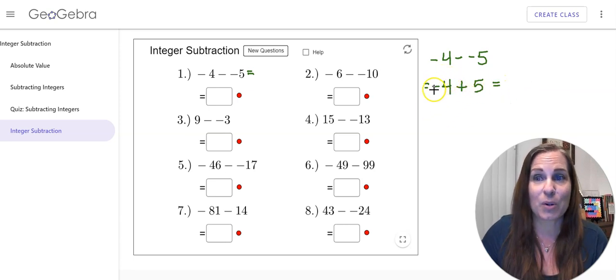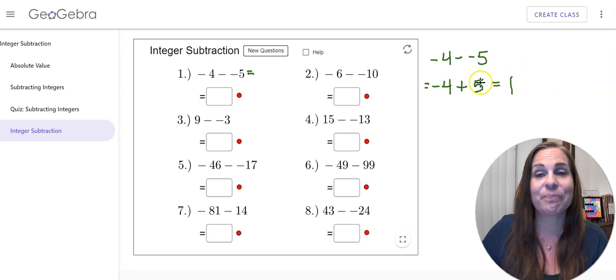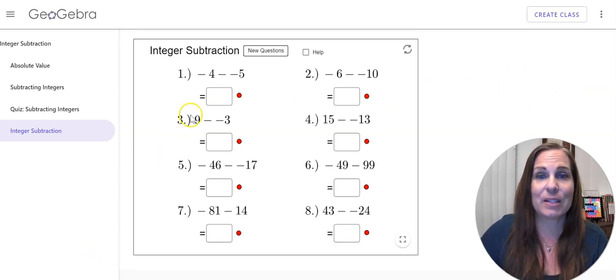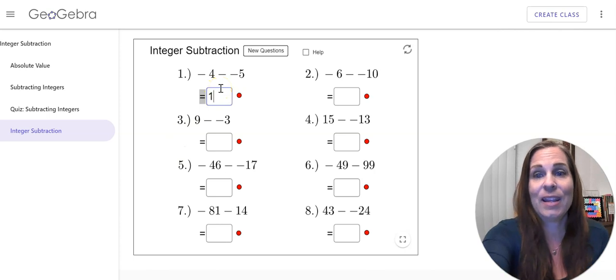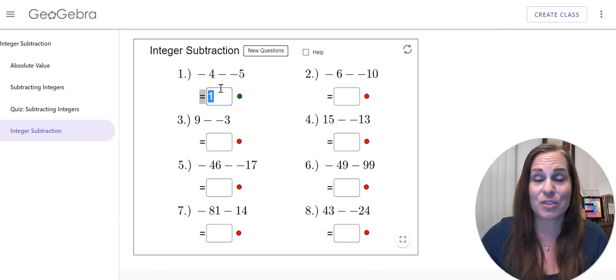So I'm going to add the opposite. -4 means 4 to the left. +5 means 5 to the right. So I'm going to land on 1. So I'm going to go back here and I'm going to type in 1. And when I hit enter, the dot turns green. If it doesn't turn green, then you didn't answer it correctly. So for example, if I had put -1 instead, the dot would have stayed red. But since I got it right, the dot turned green.